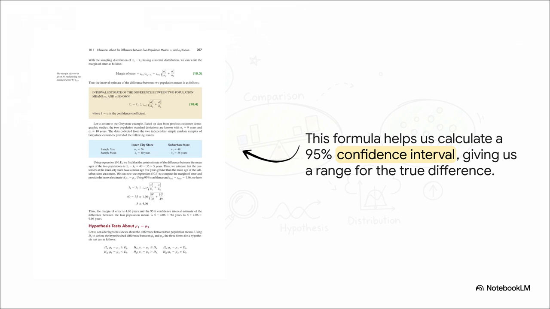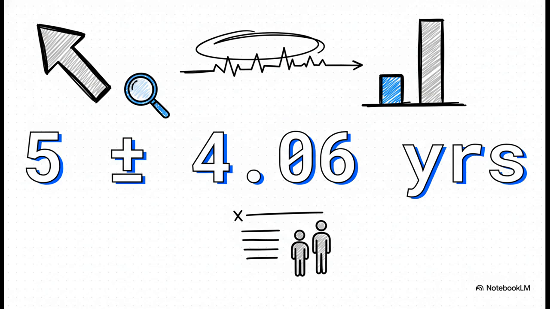Now, don't let this formula freak you out. Seriously. Just think of it like a recipe. It takes our best guess, that 5-year difference, and it folds in our sample sizes and what we know about the population's natural spread to cook up something called a confidence interval. And voila, here's our result. The math tells us our answer is 5 years, give or take about 4 years.